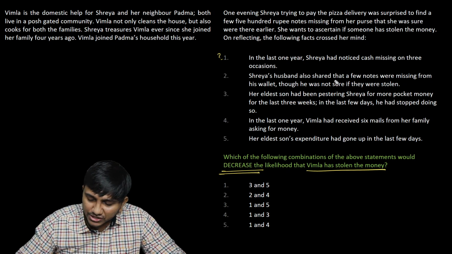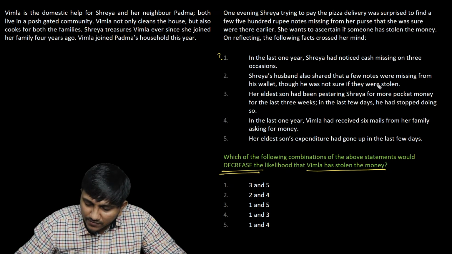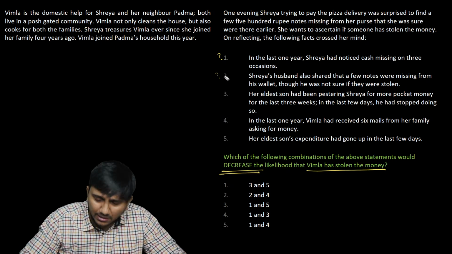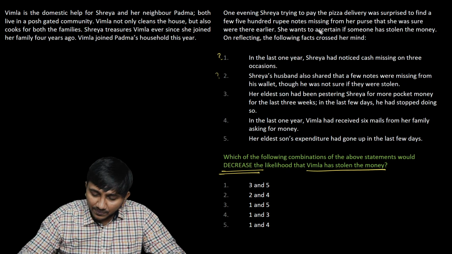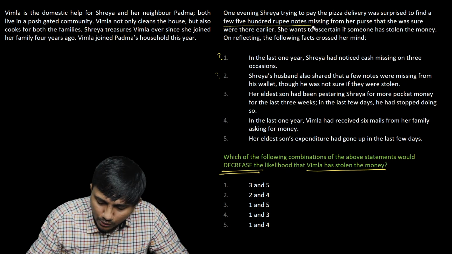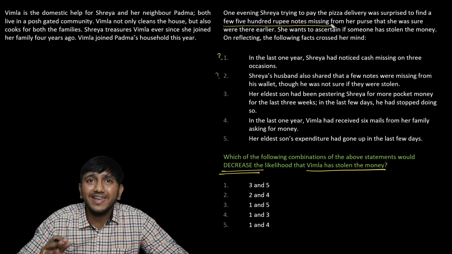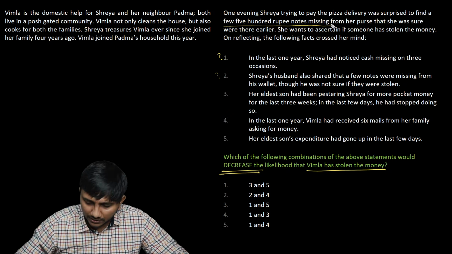Shreya's husband also shared that a few notes were missing from his wallet, though he was not sure if they were stolen. That's also something general, right? That only tells that the instance where she found that a few 500 rupee notes were missing is not the only instance. There were also other instances. Now, that doesn't implicate or vindicate Vimala.